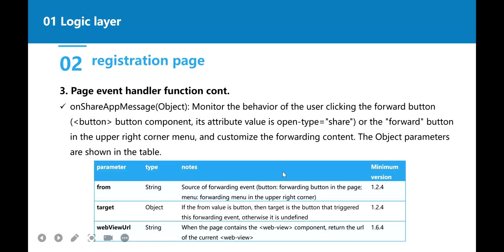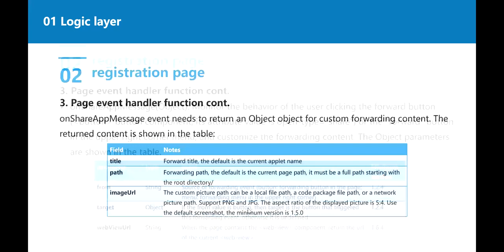Here we have different parameters like from, target, webViewUrl, their types string, object, string: source of forwarding, event button, forwarding button in the page menu, forwarding menu in the upper right corner. If the from value is button, the target is the button that triggered this forwarding event, otherwise it is undefined. When the page contains the web view component, return the URL of the current web page view.